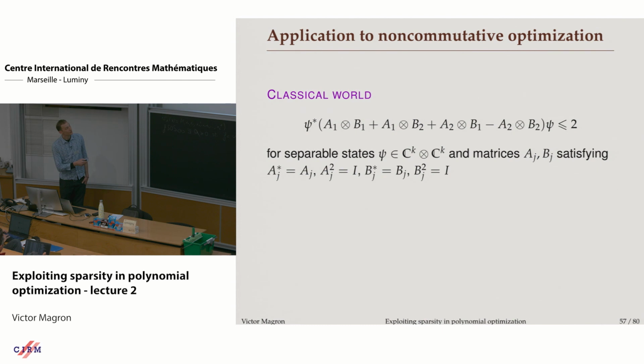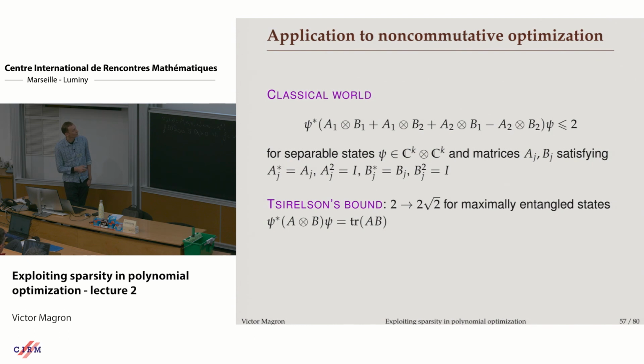Depending on the kind of states psi that you take, you will obtain some values, which can be greater than 2 if you take some quantum states. If you take some separable states, then you obtain at most 2. And if you take entangled states, then you can have more. This corresponds to the so-called Tsirelson's bound. So the maximal violation is 2 square root of 2 minus 2.